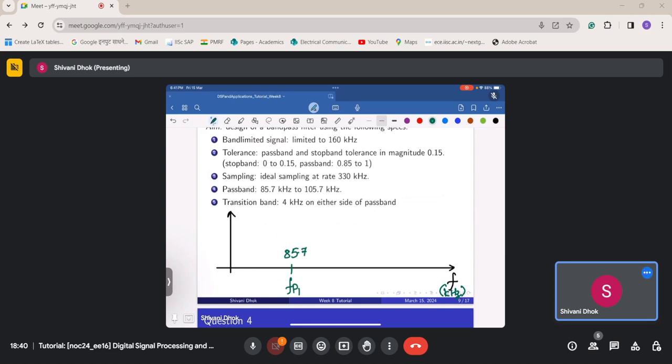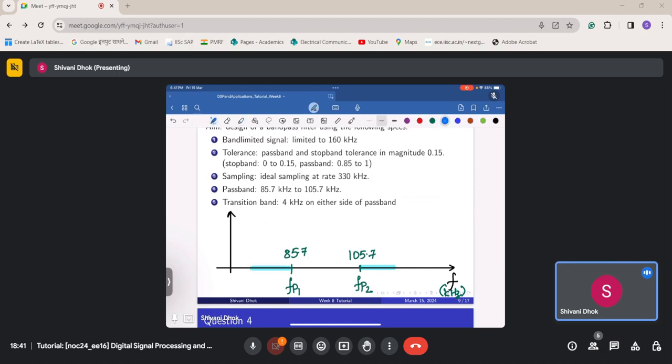Then I have another passband edge, that is FP2. This is at 105.7 kilohertz. Then we have a transition width of 4 kilohertz on either side, like this.